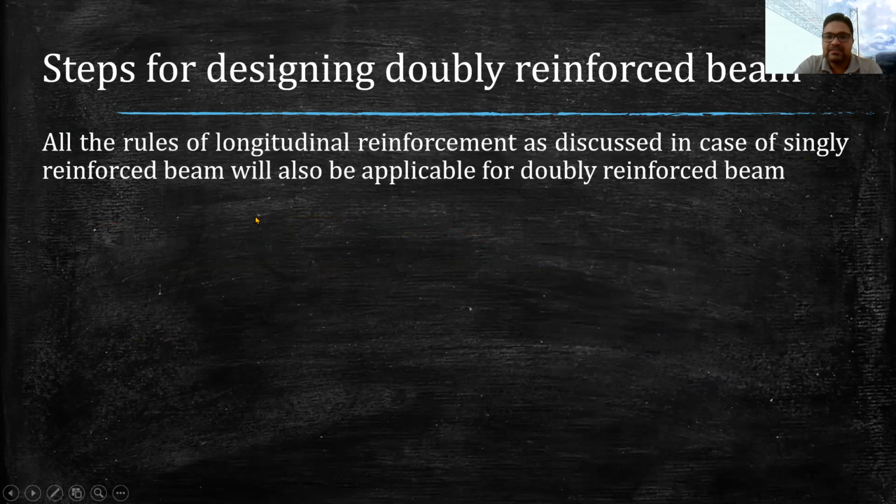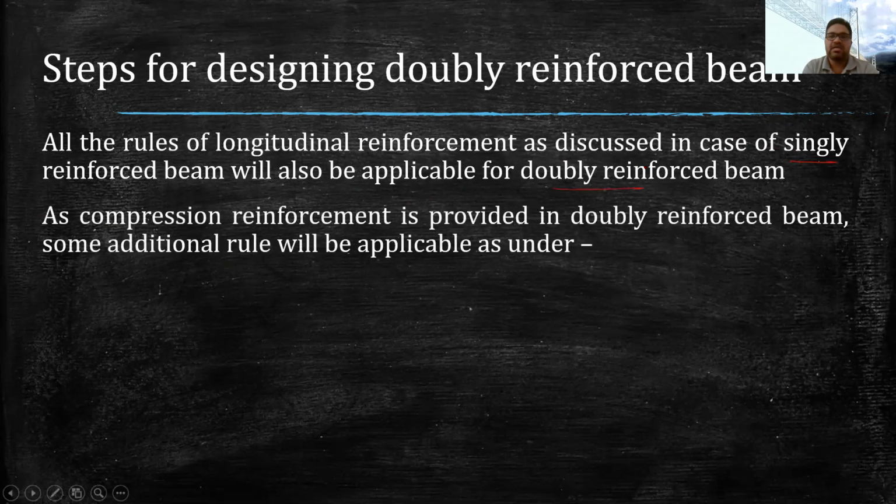As I said, till now we have found the relations through which we can find out the reinforcement in the doubly reinforced beam. Mostly the steps will be the same for the longitudinal reinforcement as we have discussed in the case of the singly reinforced beam. So here also they will be applicable, but there will be some rules that will be added in this case. So I am discussing that here.